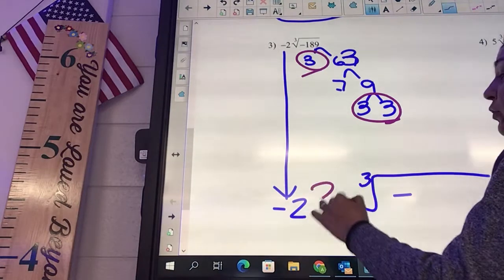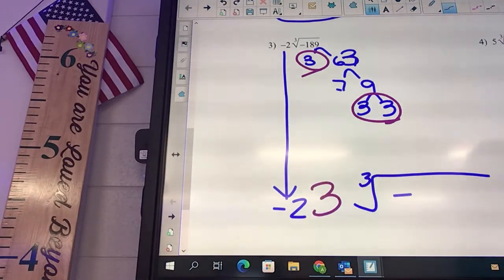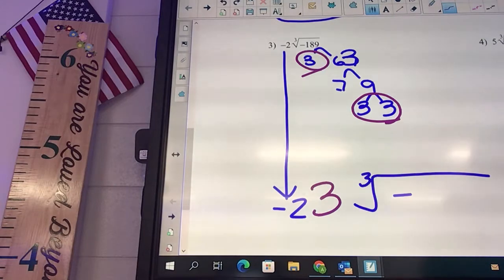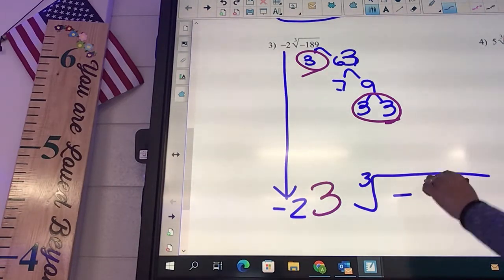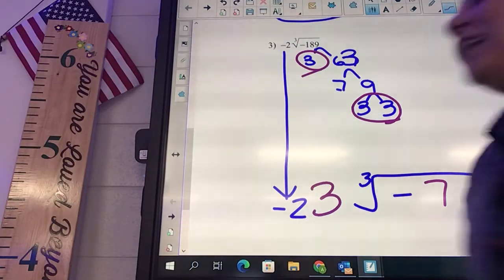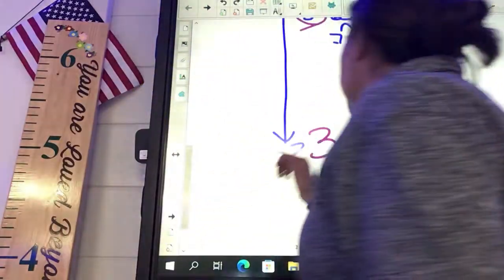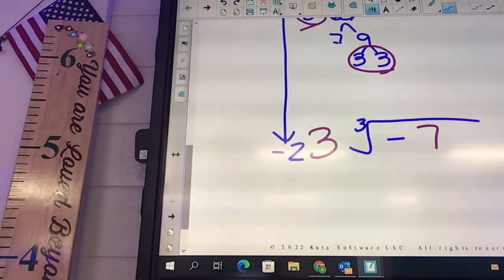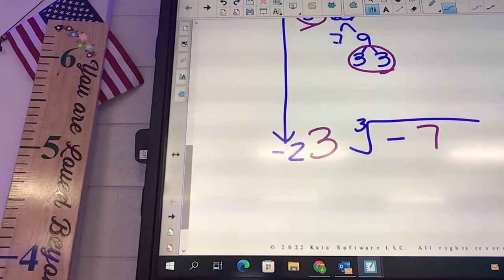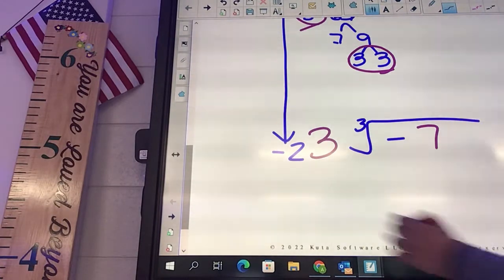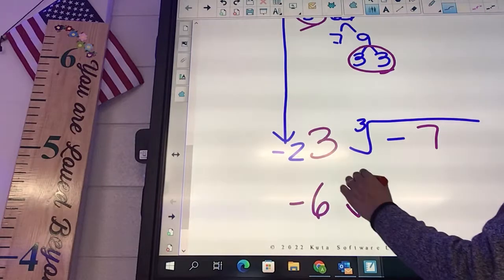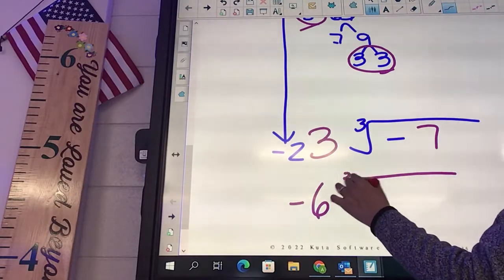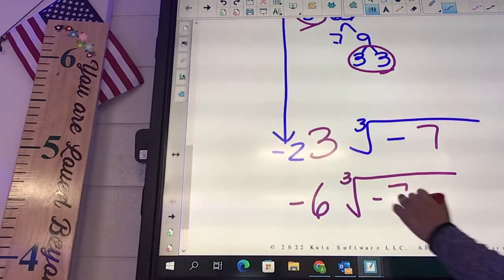Outside. Who's not allowed to go? Lucas. And what is Lucas? A 7. Okay, so, and then what do we do with the outside? Multiply, so -2 times 3. -6. You draw your radical with a baby 3, and then we put the -7 back in there.